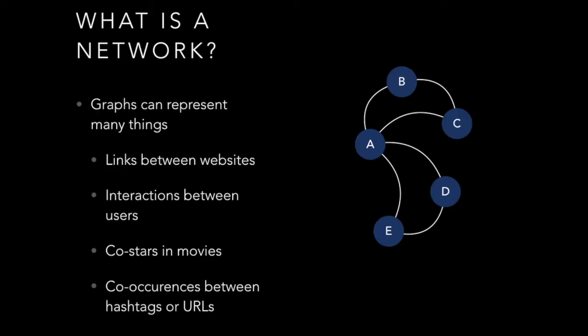And they can also be co-occurrences between hashtags or URLs. So in a tweet, this may mean that hashtag A occurred in the same tweet as a link to a website B. And we could use this to characterize the kinds of people that share a particular website, or the kinds of topics that get shared on a particular website, or that link to a particular website.